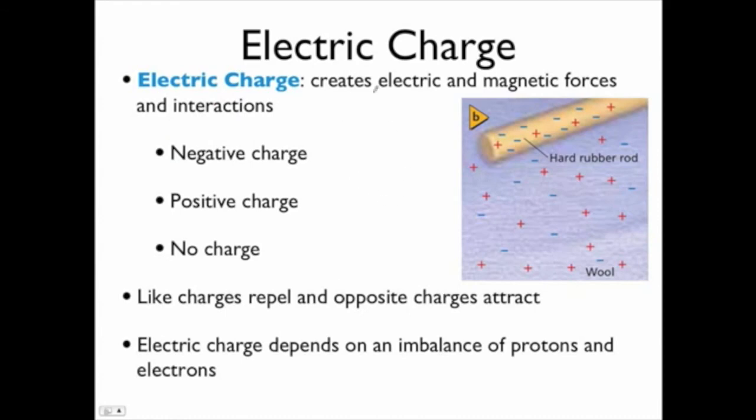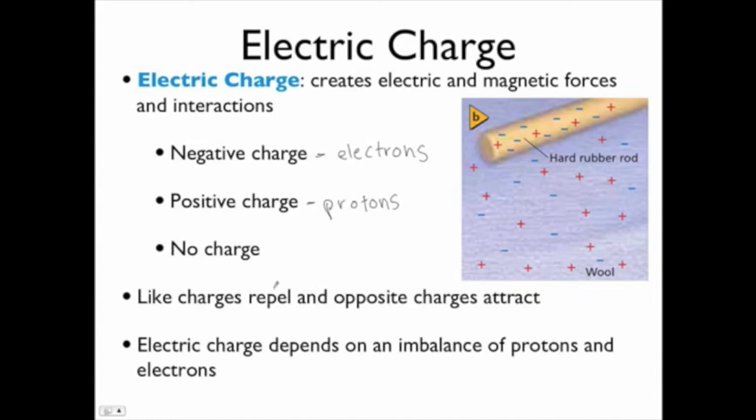So electric charge creates electric and magnetic forces and interactions. You can see if you have a hard rubber rod and you rub it on wool, it'll actually charge and make some static electricity. Again, your negative charge is your electrons, and your positive charge is your protons. And you are neutral when your electrons equal your protons.